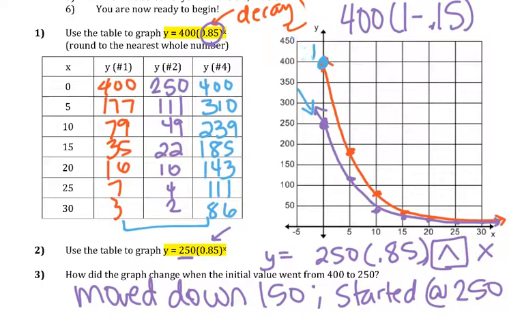So what I'm going to do now is go to my graph, and I'm going to graph this starting at 400, but then I'm only going down to 310 and 239, 185, 143, 111, 86. So it's going to still go down, and eventually it's going to approach 0. It's just going to take longer to do that because it's not decreasing as fast.